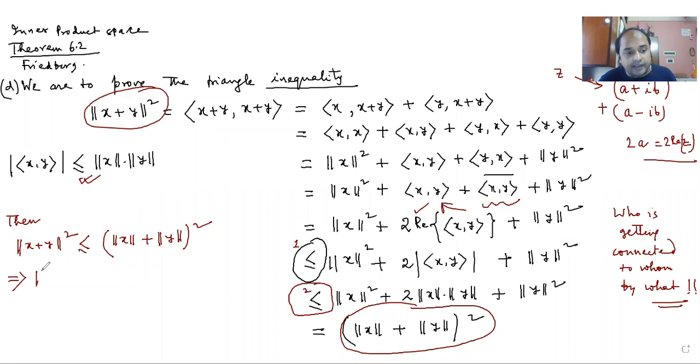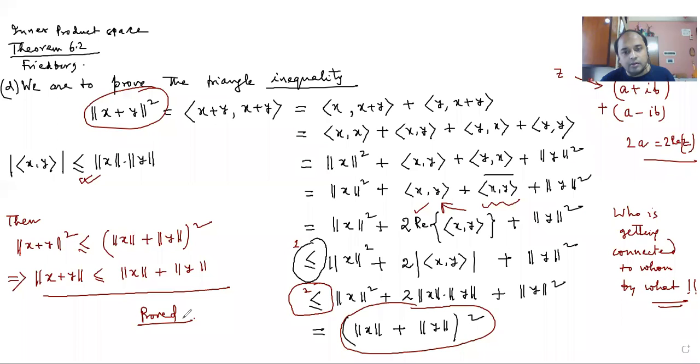And if I take the square root, we get the triangle inequality is proved. So we have successfully proved the triangle inequality.